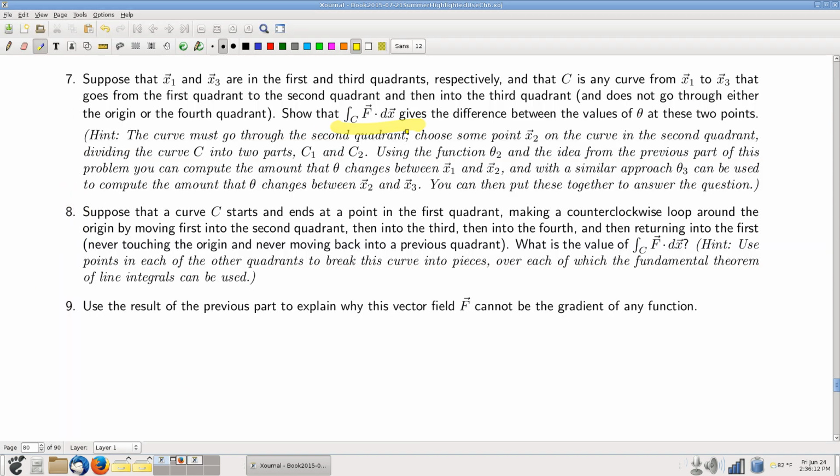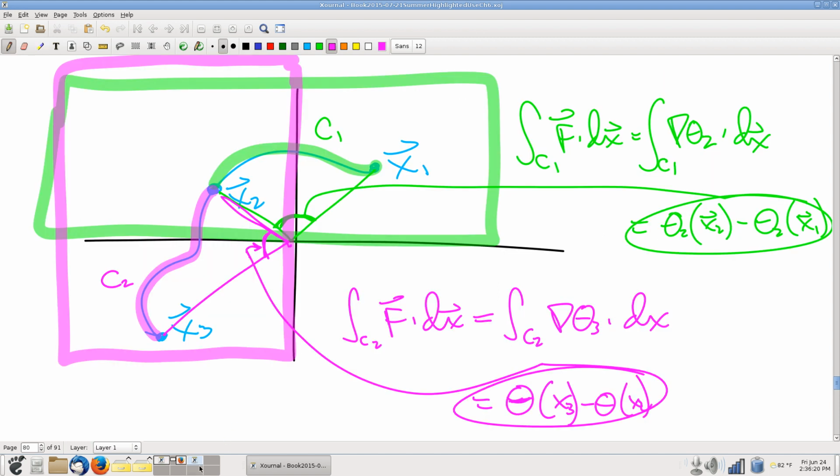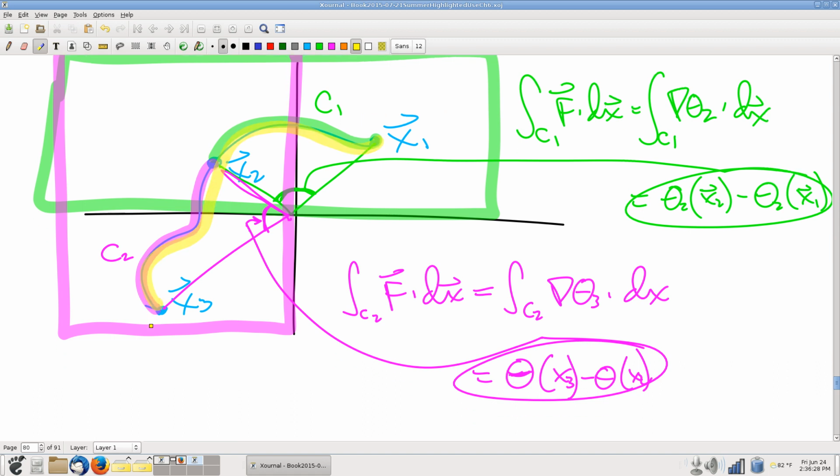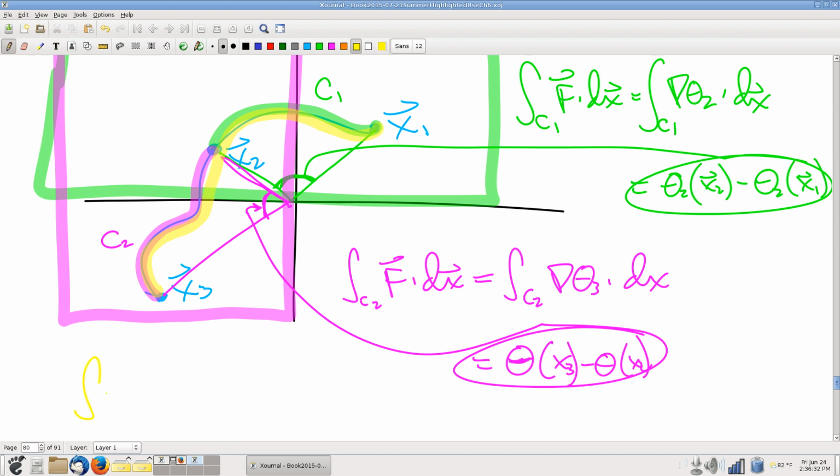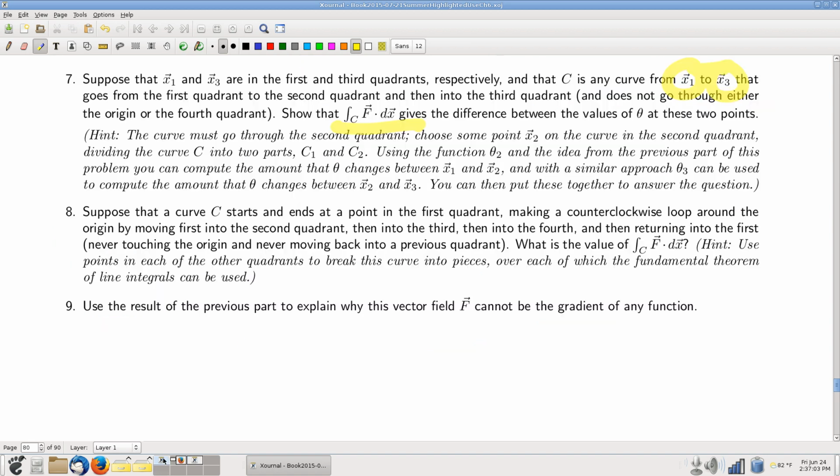So the question was to find the line integral from x1 to x3. So in fact, I wanted to compute the line integral over the entire curve, and the line integral over that entire curve is the line integral over C1 plus the line integral over C2, and so it's that angle plus that angle, and therefore it's that total angle there. Does it make sense? Okay. Cool. Okay, so are we okay to move on to 8?